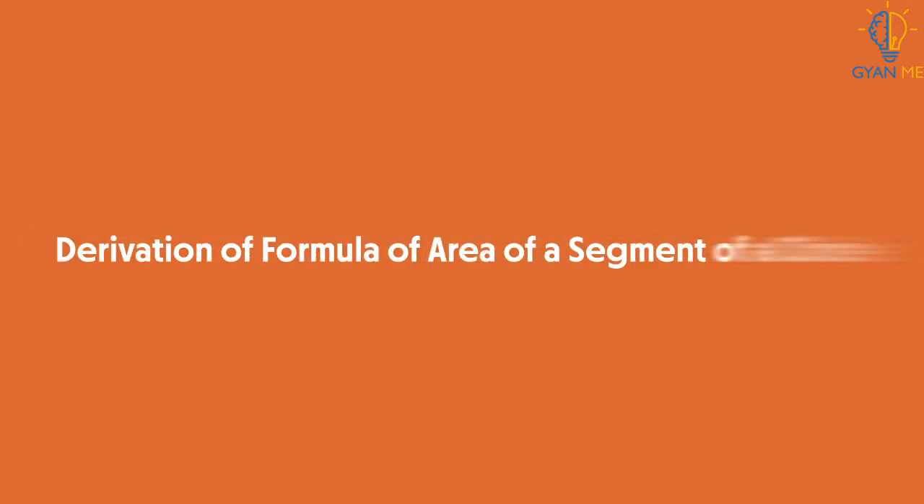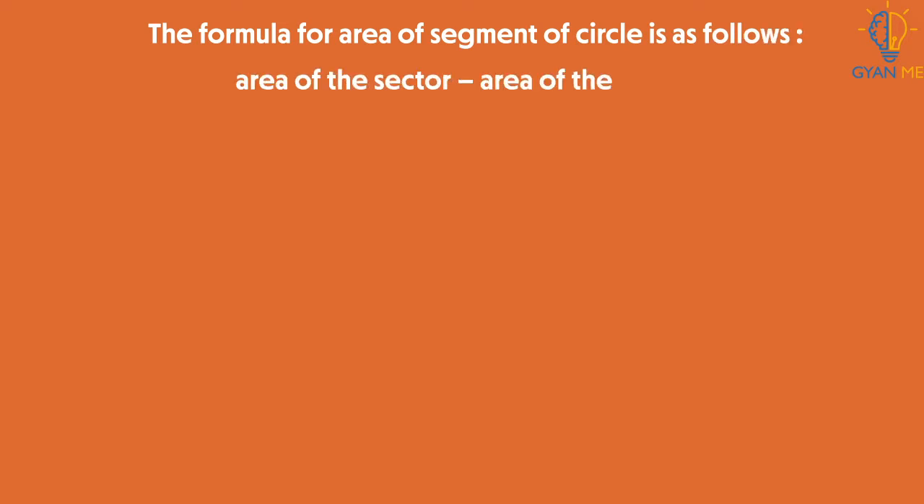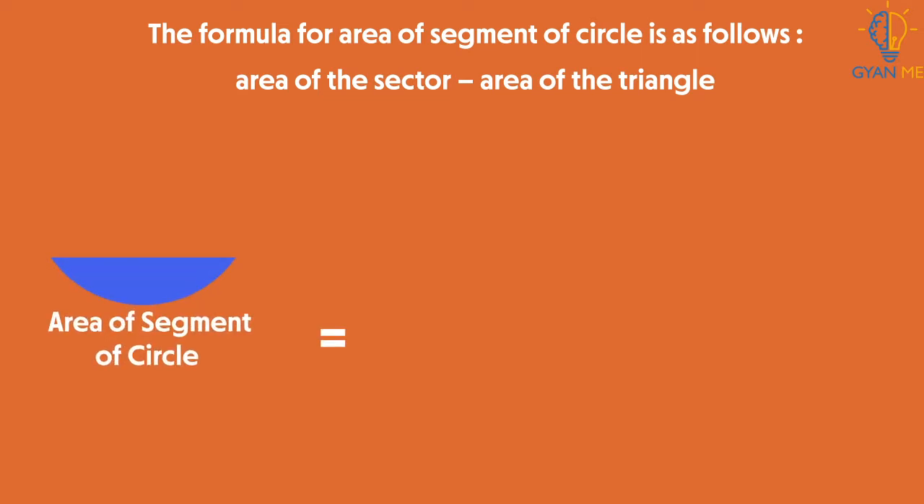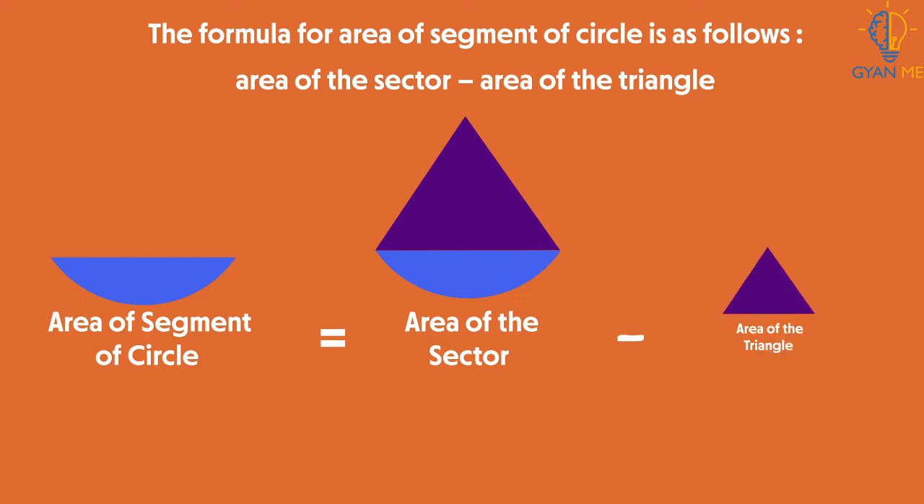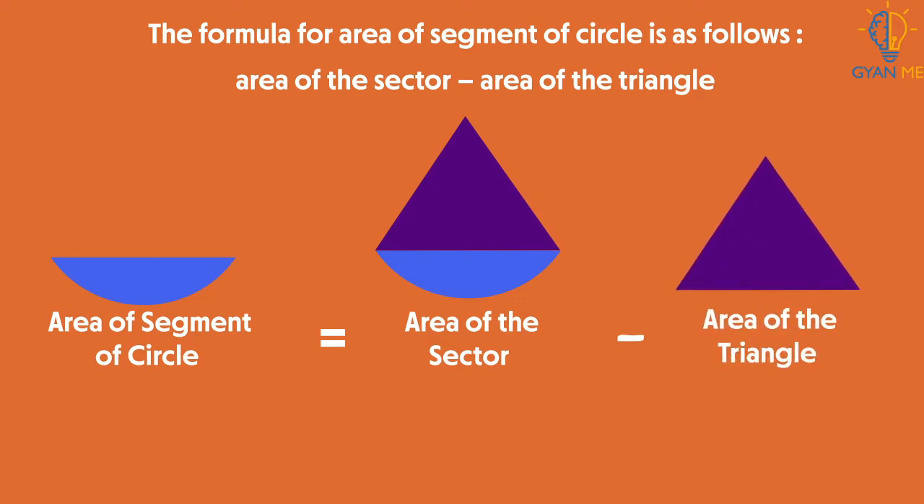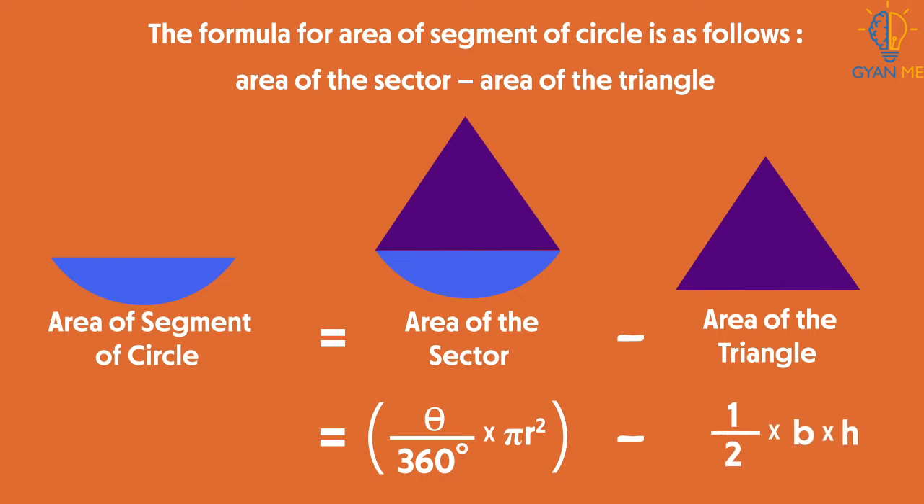Now, let us derive the formula to find the area of segment so formed by chord and the corresponding arc. The formula for area of segment is as follows: area of the sector minus area of the triangle. That is, area of segment is equal to area of sector minus area of triangle, which is equal to theta upon 360 into pi r square minus 1 upon 2 into b into h.